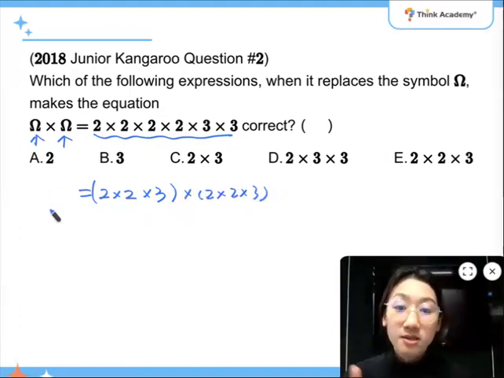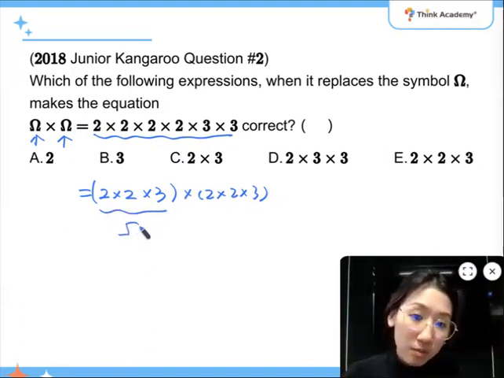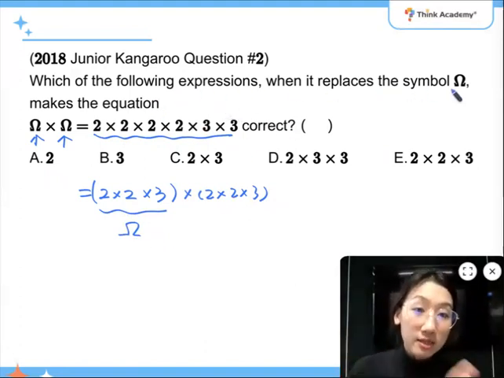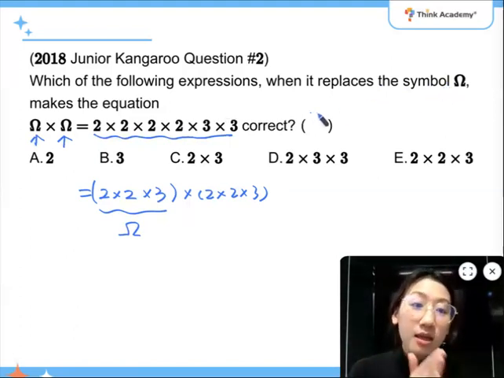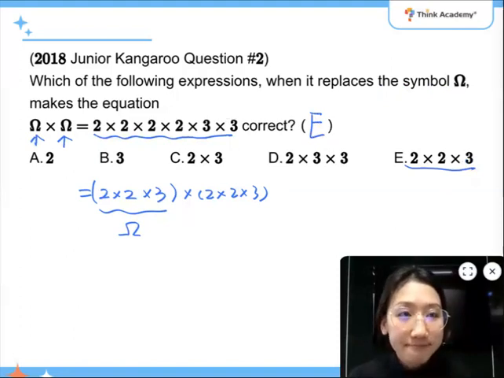So you can now say that one of them, 2 times 2 times 3, would be the value of our symbol. As we are wondering what value can replace the symbol, we're finding the value of the symbol, so the answer would be E. You just need to split them into identical parts.